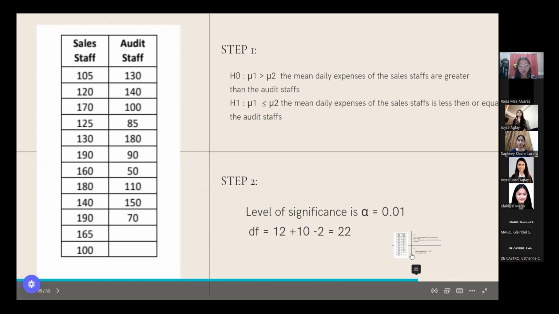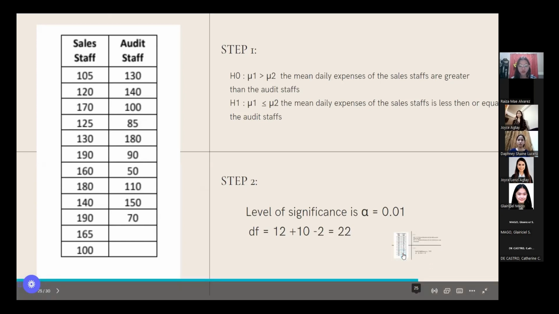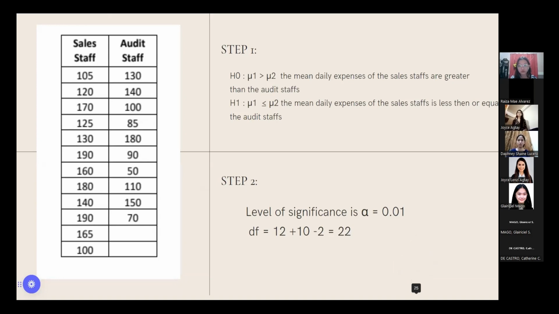But first, we need to find out why we need to use two-tailed test. In problem number 3, we need to compare the daily travel expenses for the sales staff and audit staff. If you want to determine the difference, we need to use two-tailed test. Here are the data of sample 1 and sample 2.